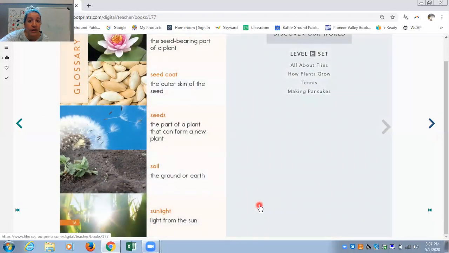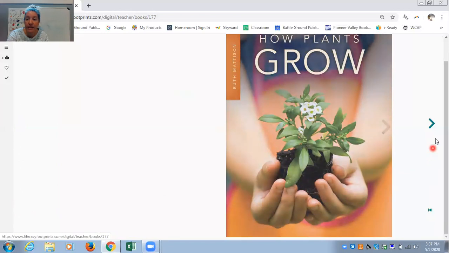So it's important that we as readers look at that glossary or those important words before we read, so that we can be prepared for them when we get to them. And also, if we can't remember while we're reading, we can always go back to that glossary and look up what that word means if we're not sure. So let's flip back to the beginning of our text, How Plants Grow.